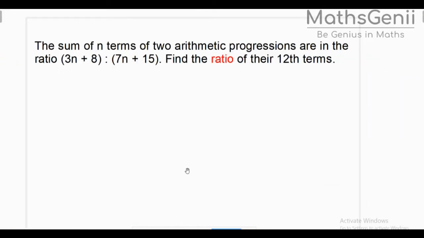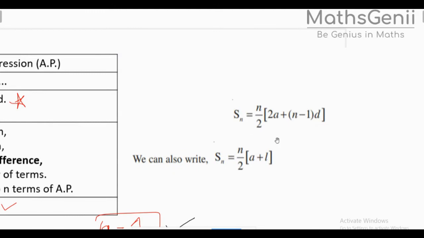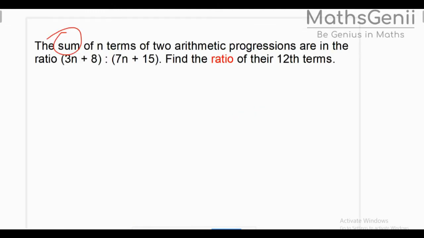Now let's look at some tougher examples. Okay. So as soon as I see sum, I see AP. I just know one formula. I just go back to that formula. Look at this formula. This is the formula that we are going to use. This is the first thought that should come to your mind.